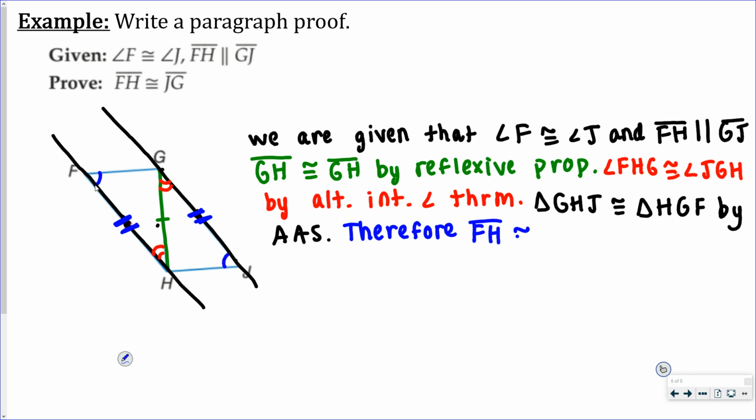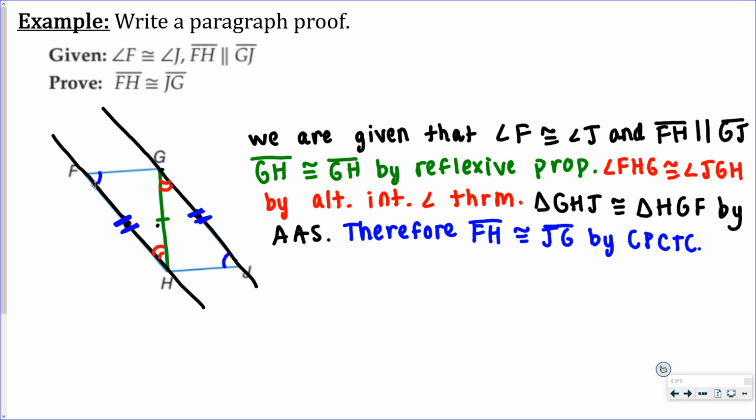CPCTC. No, not necessarily. We just know they're parallel, not that they're congruent. Yep, good question.